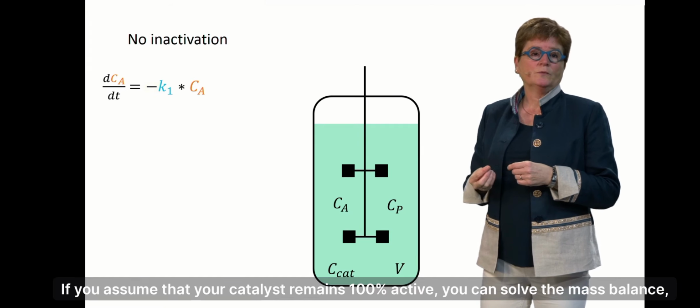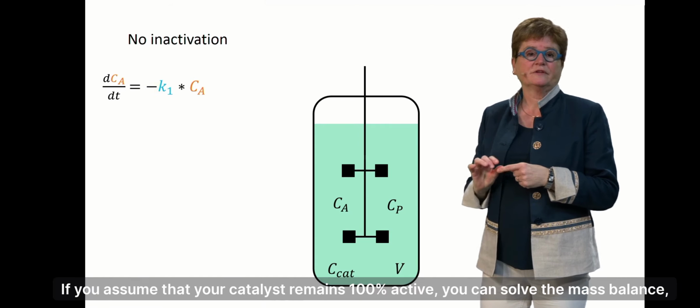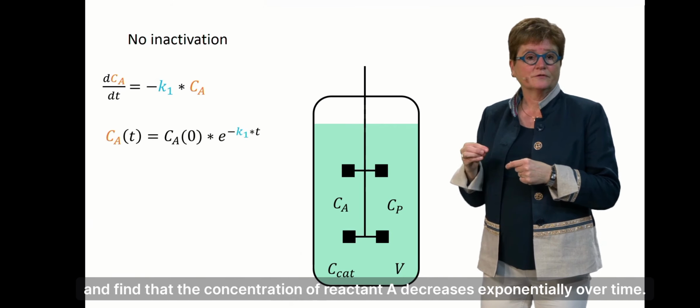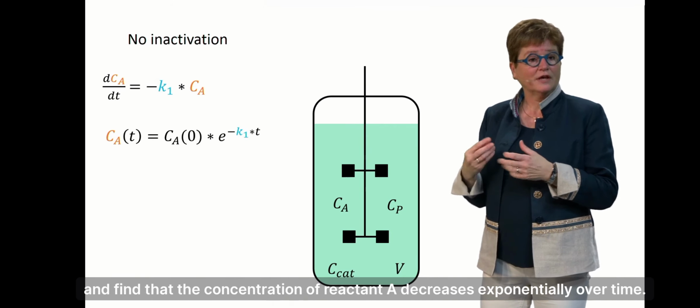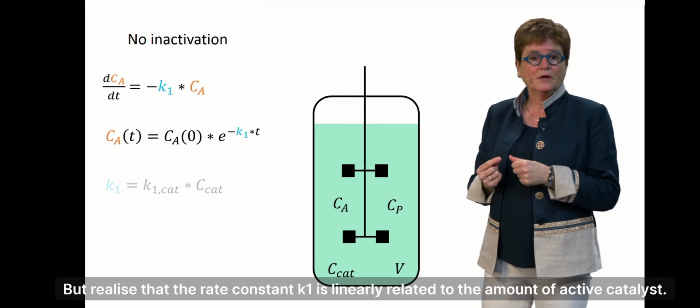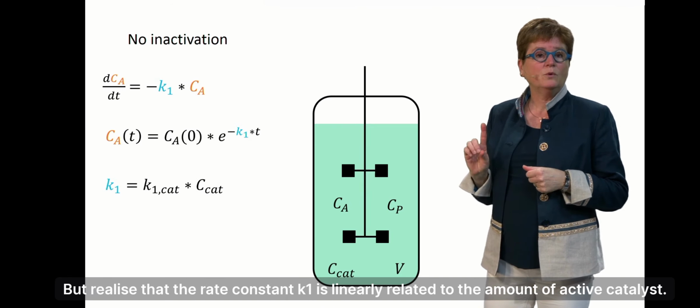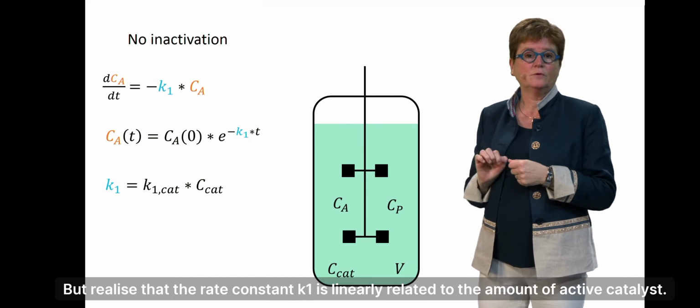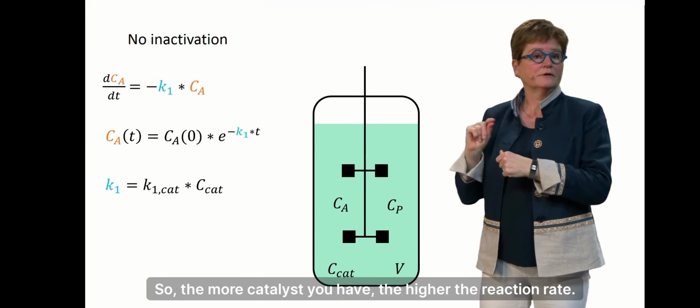So if you assume that your catalyst remains 100% active, you can solve the mass balance and find that the concentration of reactant A decreases exponentially over time. But realize that the rate constant K1 is linearly related to the amount of active catalysts. So the more catalysts you have, the higher the reaction rate.